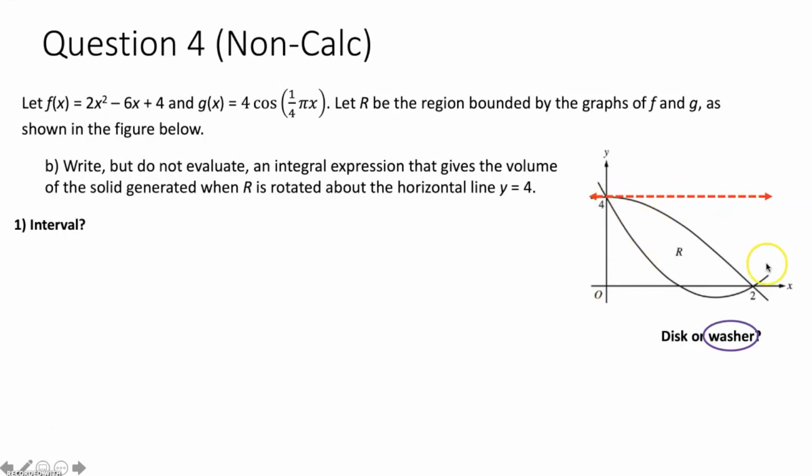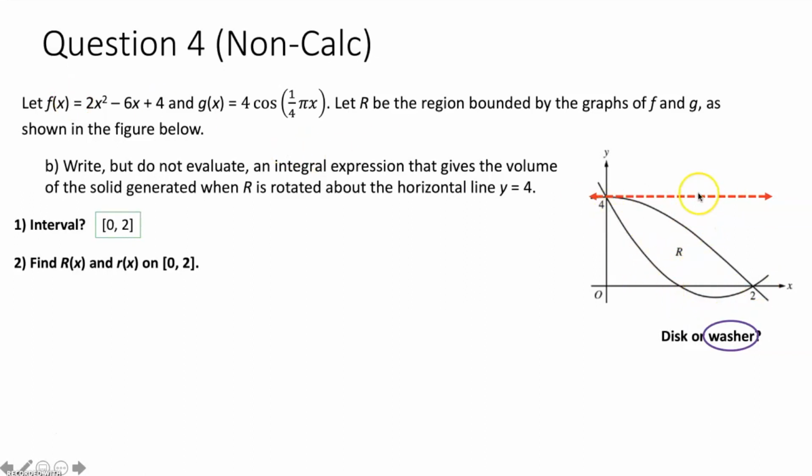So our interval should be in terms of x. And the region R goes from x is equal to 0 to x is equal to 2. So that's the interval we're going to integrate on. Next, because we're using the washer method, we need to determine which is our outer radius and which is our inner radius. So our outer radius is going to be the distance from our axis of revolution to whichever function is farthest away from our axis of revolution, which in this case would be this function right here, f of x.